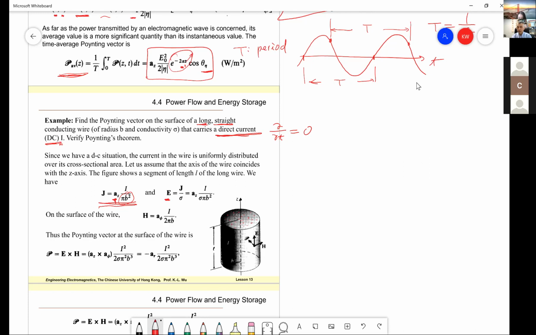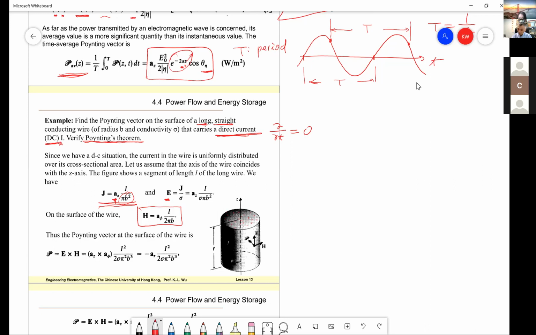We like to use this DC case to verify what the Poynting theorem tells us. The Poynting theorem tells us that we have an electrical field. We can also find the magnetic field because we can use Ampere's law. Using Ampere's law, we can find the magnetic field, right?